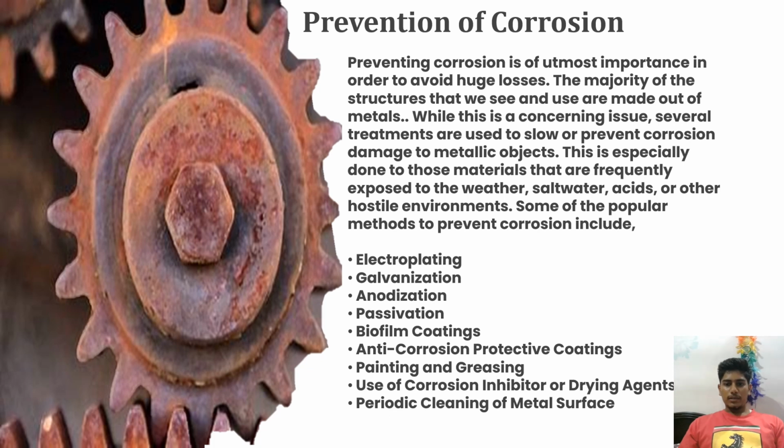hostile environments. Some of the popular methods to prevent corrosion include electroplating, galvanization, anodization, passivation, biofilm coatings, anti-corrosion protective coatings, painting and greasing, use of corrosion inhibitors or drying agents, and periodic cleaning of the metal surface.